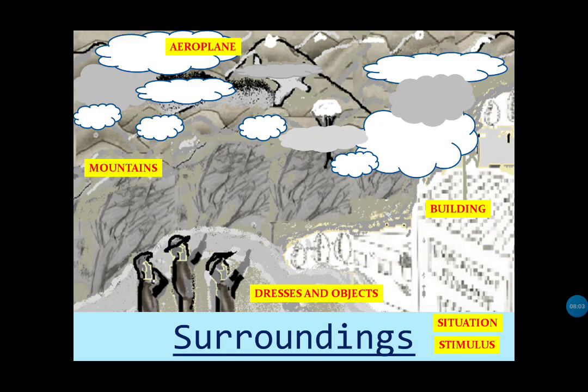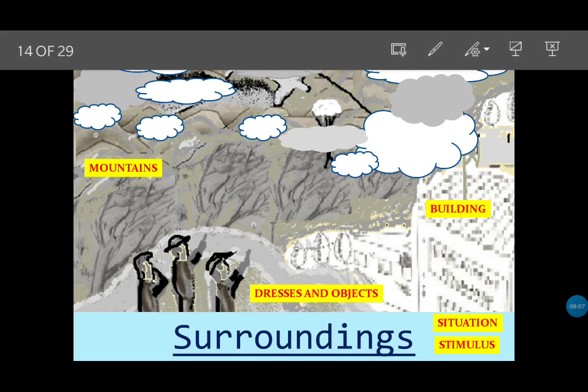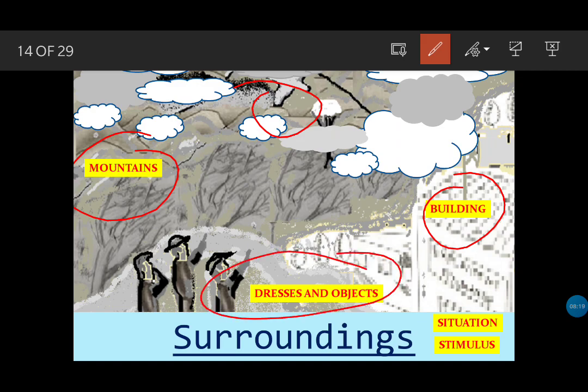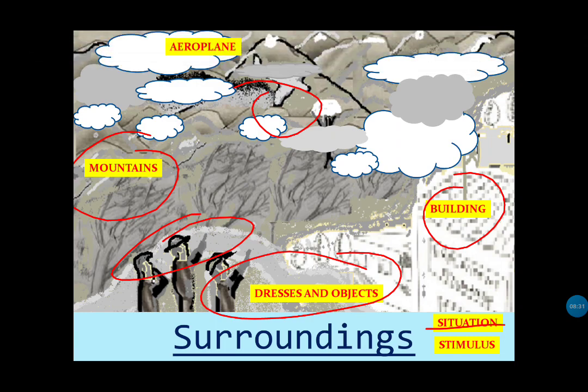Now coming over to the surroundings. Now in this picture, what are the surroundings? In surroundings we see an aeroplane here. There's a building here. There are mountains here. Then dresses and objects. These people look to be in some kind of uniform. Situation is slightly negative, tense, and any stimulus to be added that you can think of right now, because after 30 seconds the picture is actually removed.